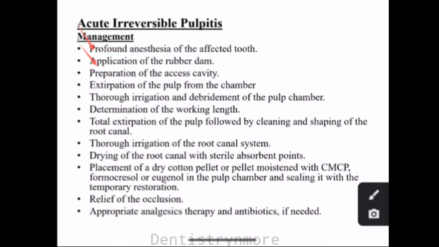canal, drying the root canal with the sterile absorbent points, and a dry cotton pellet is placed with formocresol or eugenol in the pulp chamber and it is sealed with the temporary restoration, and relieve the occlusion. After that, appropriate analgesic therapy or antibiotic is given if infection is present.